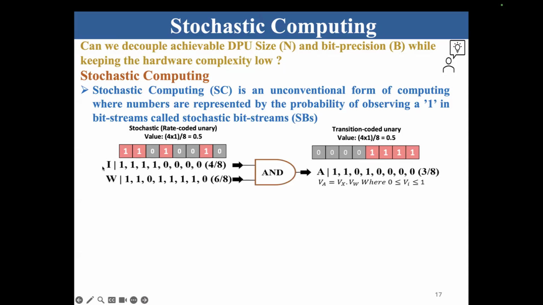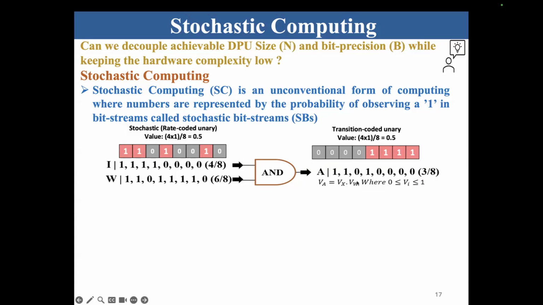When you provide this stochastic bit string, let's say this is the input, and the weight is encoded in this bit stream, and these are the real values. If you pass this through an AND gate and do bitwise ANDing, so 0, 0 is ANDed, then 0, 1 is ANDed, and so forth, you will end up with this result. You have 3 ones out of 8, so the result is 3 by 8. And this is actually the multiplication of I and W. So with stochastic computing, you only have to do a bitwise AND of the input operands to achieve the multiplication result.